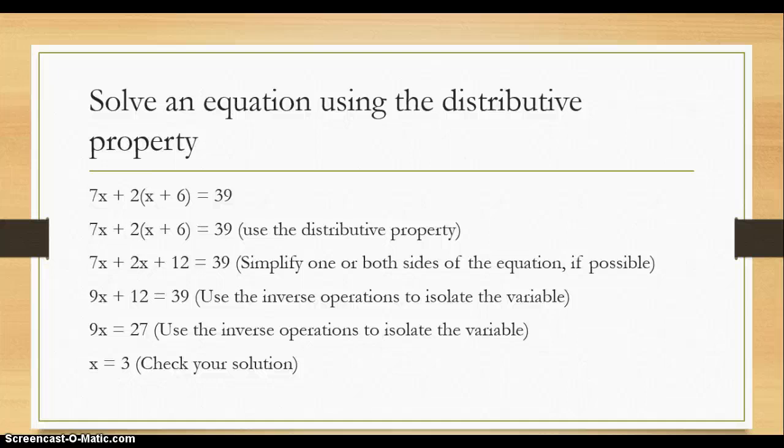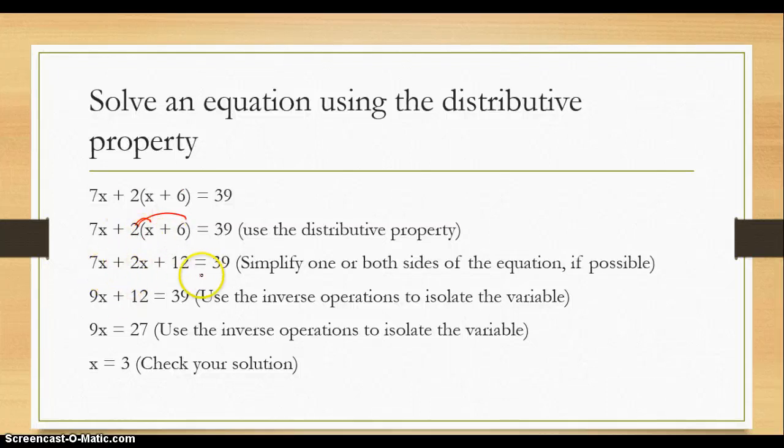So now we have a problem that's involving the distributive property. 7x plus 2 parentheses x plus 6 equals 39. So we rewrote the problem again. And you're going to distribute that 2 to the x and to the 6. So we get 7x plus 2x plus 12 equals 39 because we use the distributive property there.